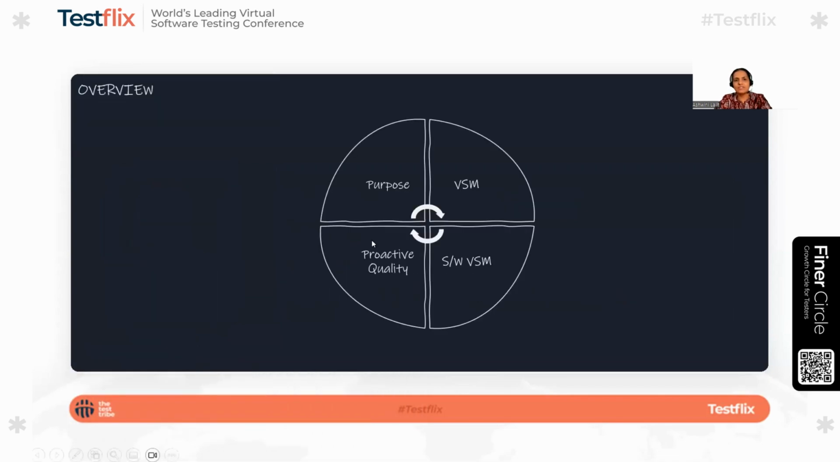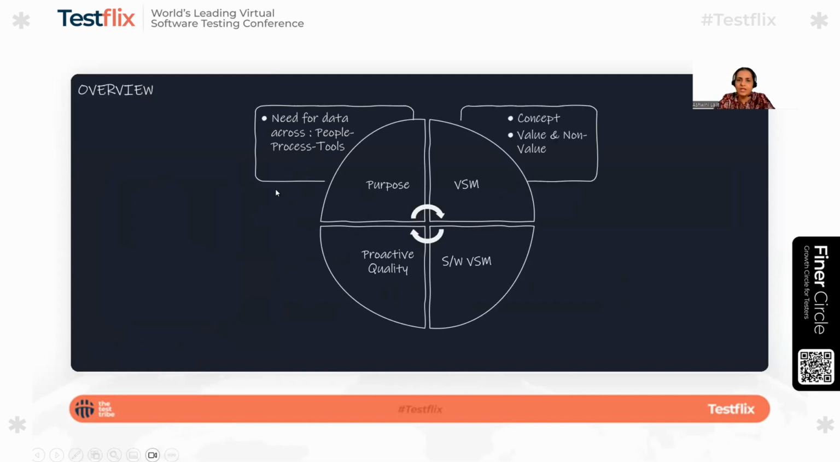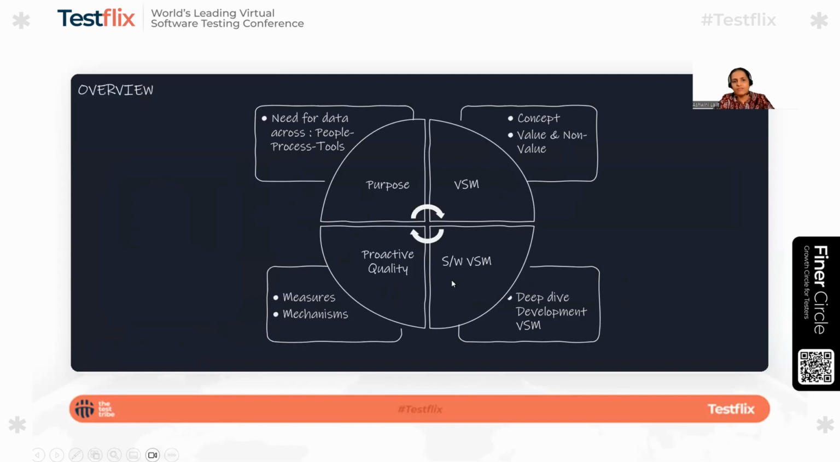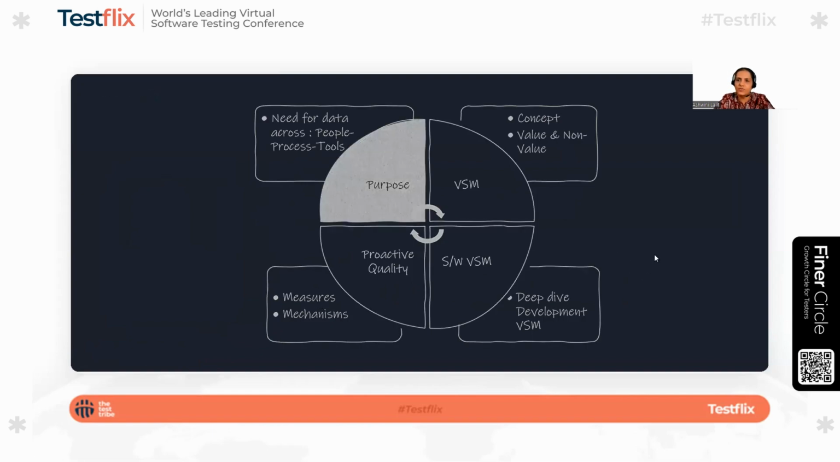Next 15 minutes, we'll look at the purpose, need for data across people, process, and tools. Moving on to understanding the concept of VSM. Then we deep dive in the software engineering value stream. And finally, look into measures and mechanisms to build proactive quality.